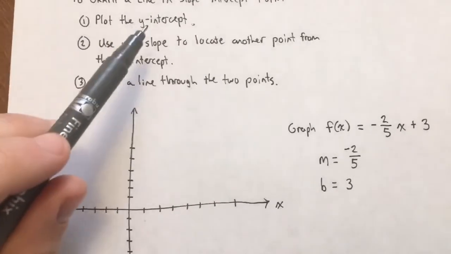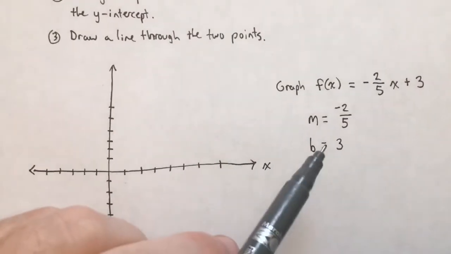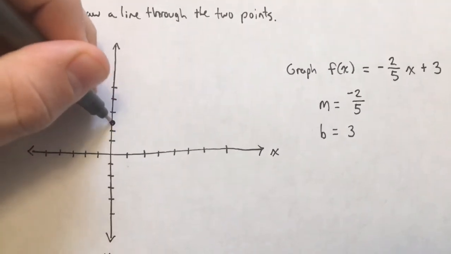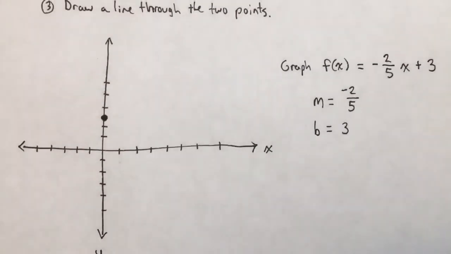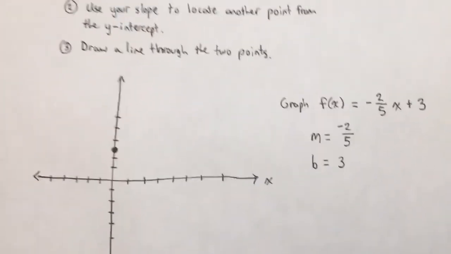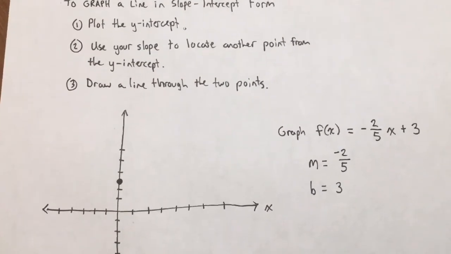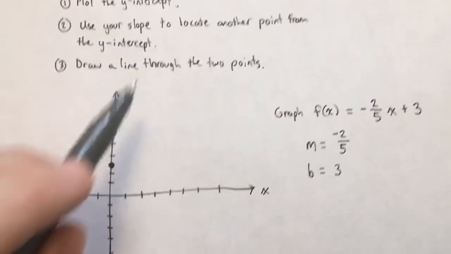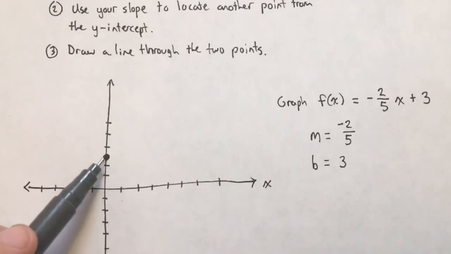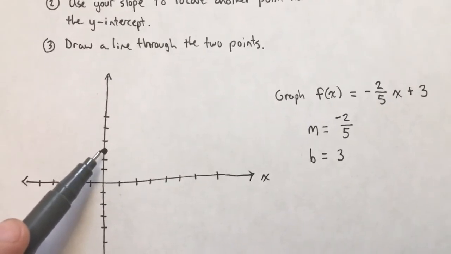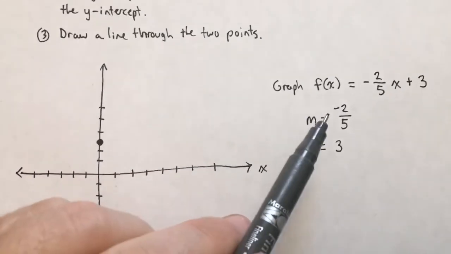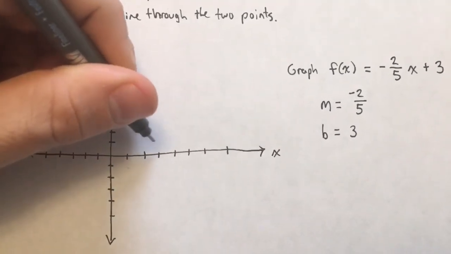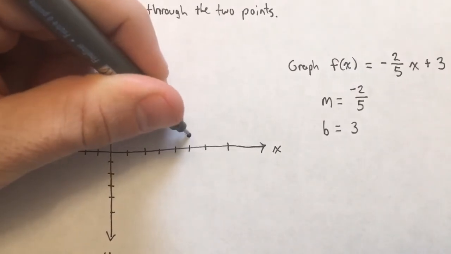Let's use that now to create our graph. So remember, step 1, we're going to plot our y-intercept, which is at +3. So remember, always start at the origin, 1, 2, 3, right there. So there is our b value. So step 2, use your slope to locate another point from the y-intercept. Don't start at the origin again, start at the b value that you just plotted. So we're going to apply our slope. So we go down 2, then right 1, 2, 3, 4, 5.